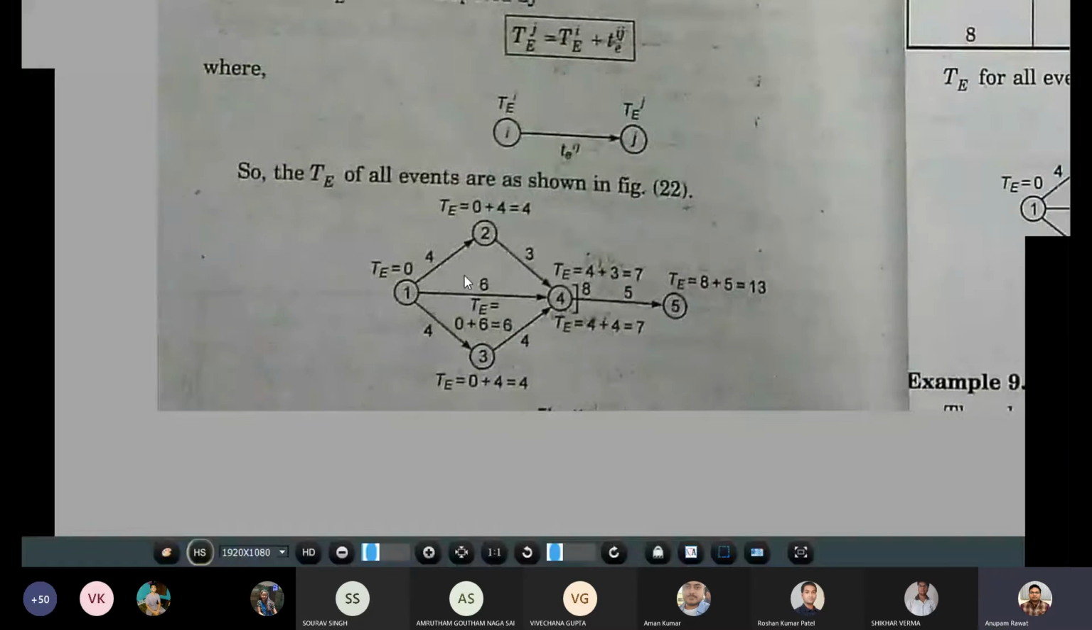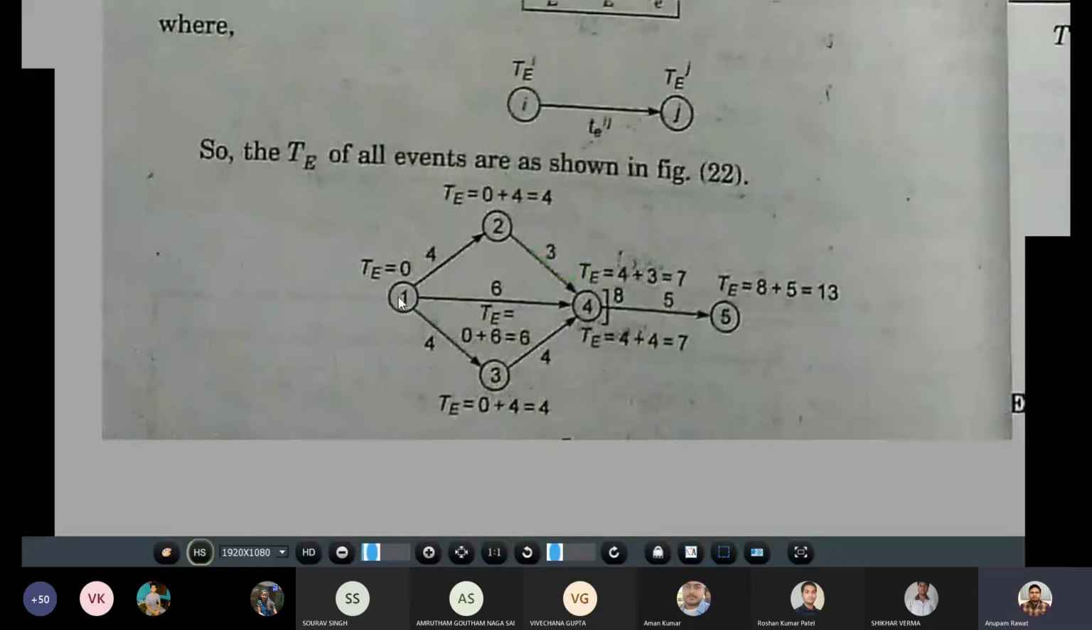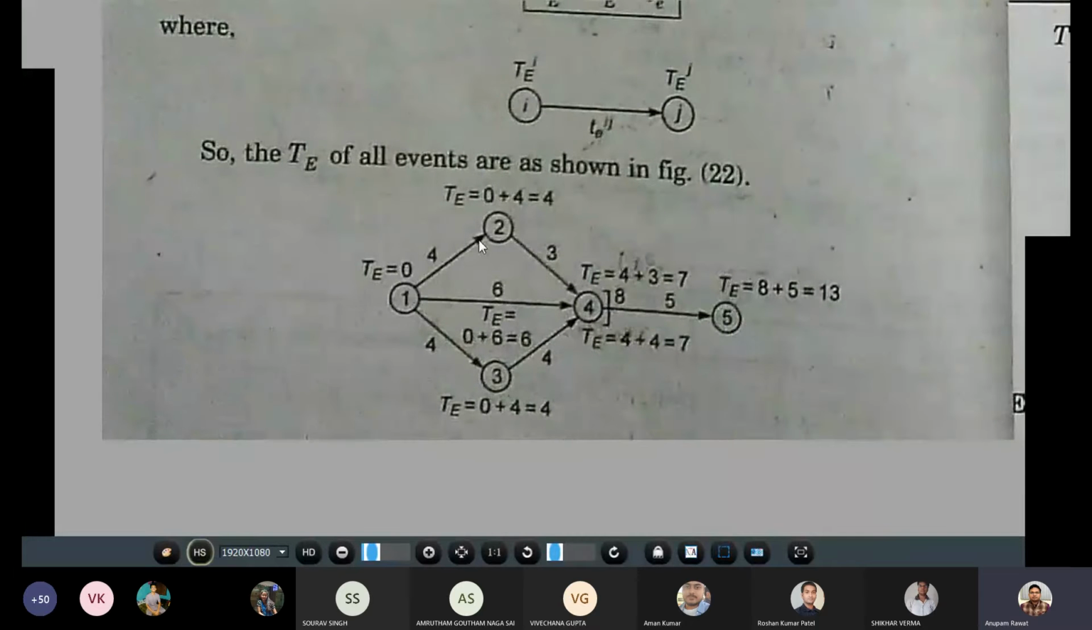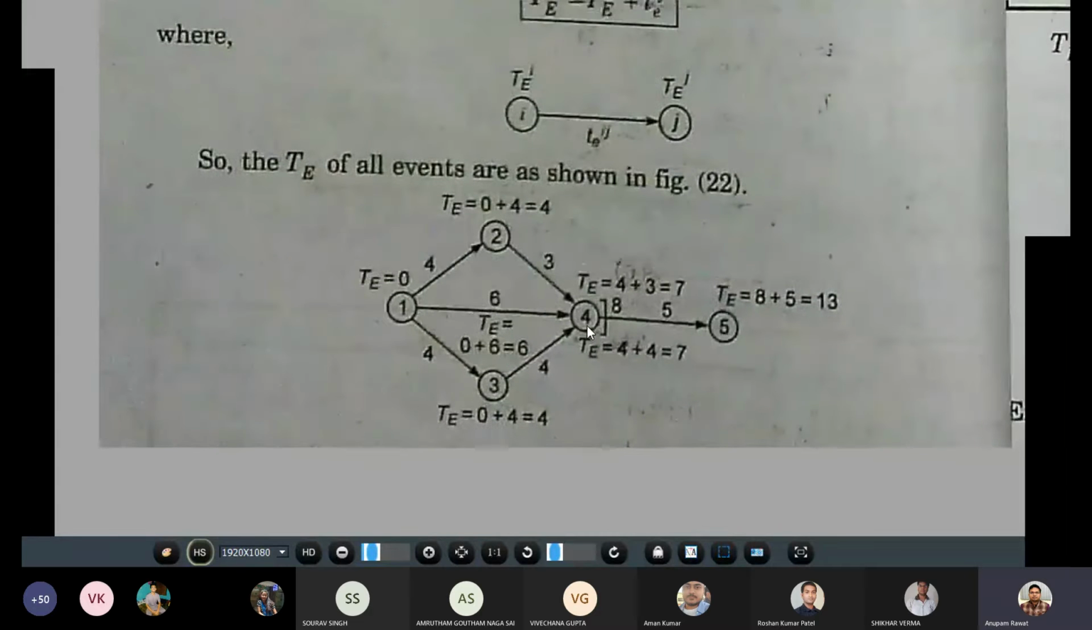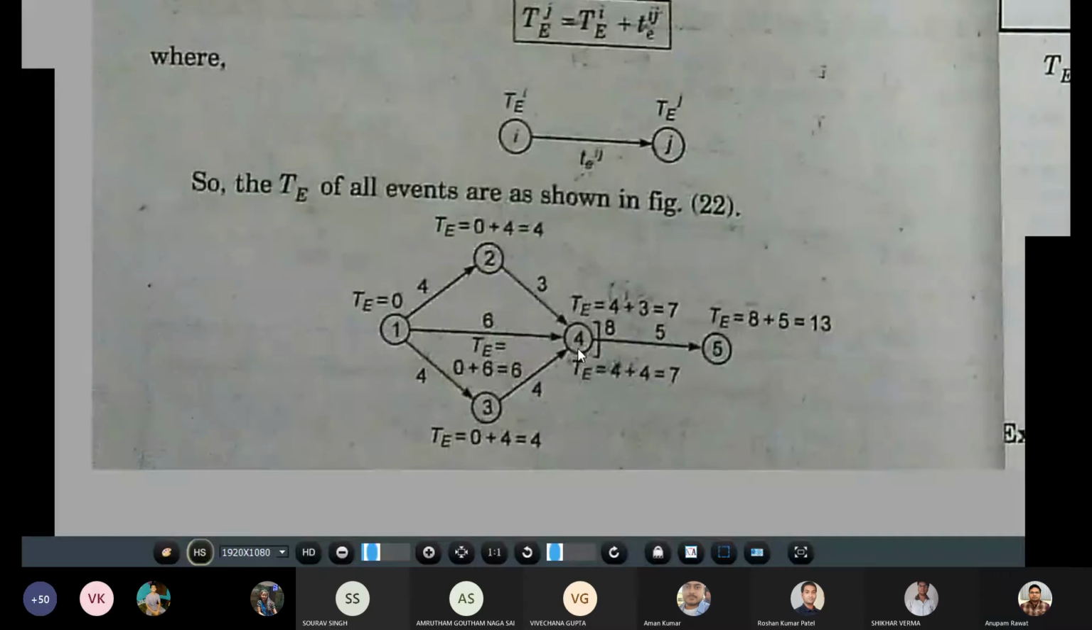So in that, for event 1, TE is 0. For event 2, it is 0 plus, it will take 4 units of time, so TE is 4. For event 3, it will also take 4 units of time, so that is 4. For event number 4, the TE is 3 plus 4, that is 7.